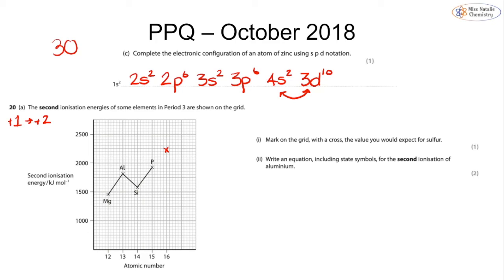Then we want to have an equation including state symbols for the second ionization energy of aluminium. So remember, this means that we have aluminium 1 plus, and it should always be a gas. And we are then going to an aluminium 2 plus ion, which is a gas, plus 1 electron. You get 1 mark for the equation, 1 mark for the state symbols. Please make sure that you include the state symbols.